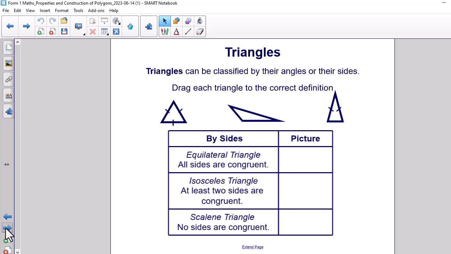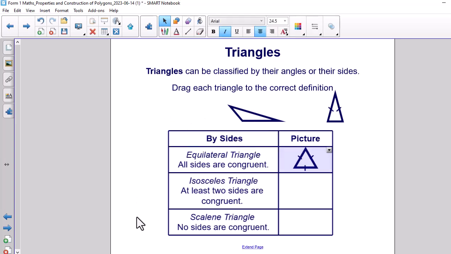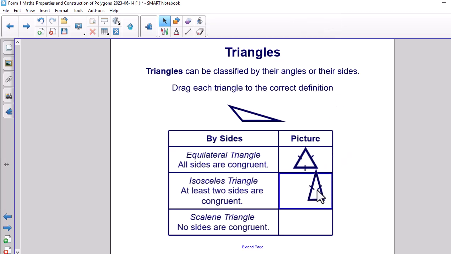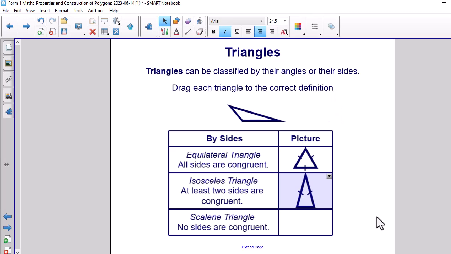One way to classify a triangle is that if they have all sides that are congruent, we call that an equilateral triangle. Here's an example of an equilateral triangle. An isosceles triangle is a triangle that has at least 2 congruent sides. Based on the markings here, we see that this triangle has 2 congruent sides. So I am going to drag that next to the definition of isosceles triangle.